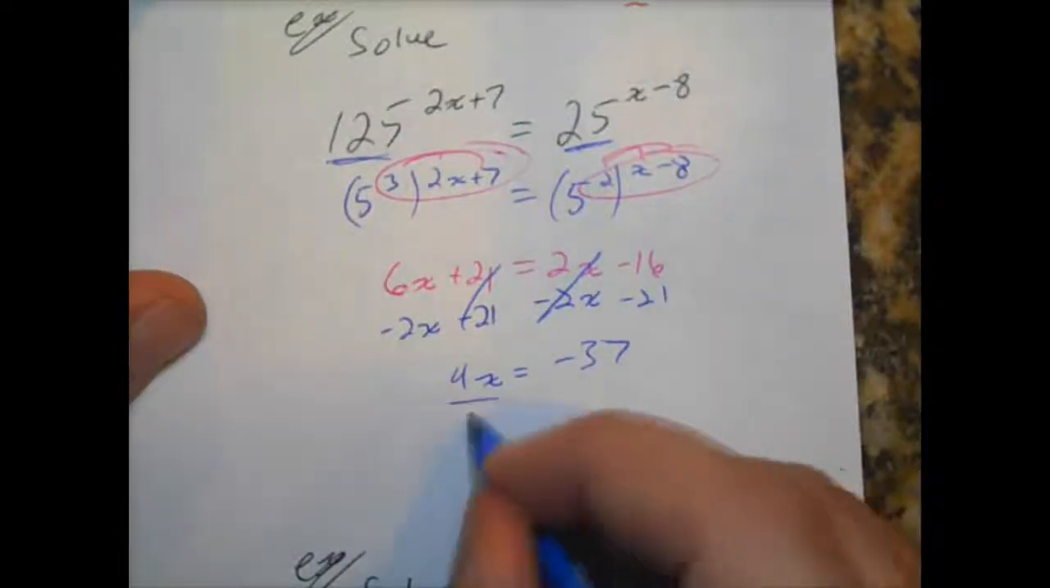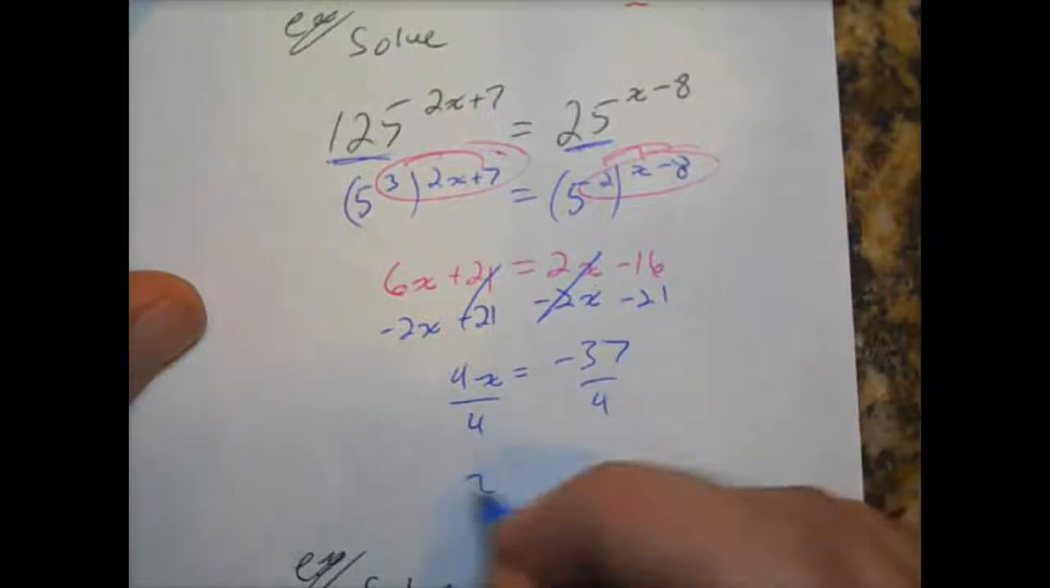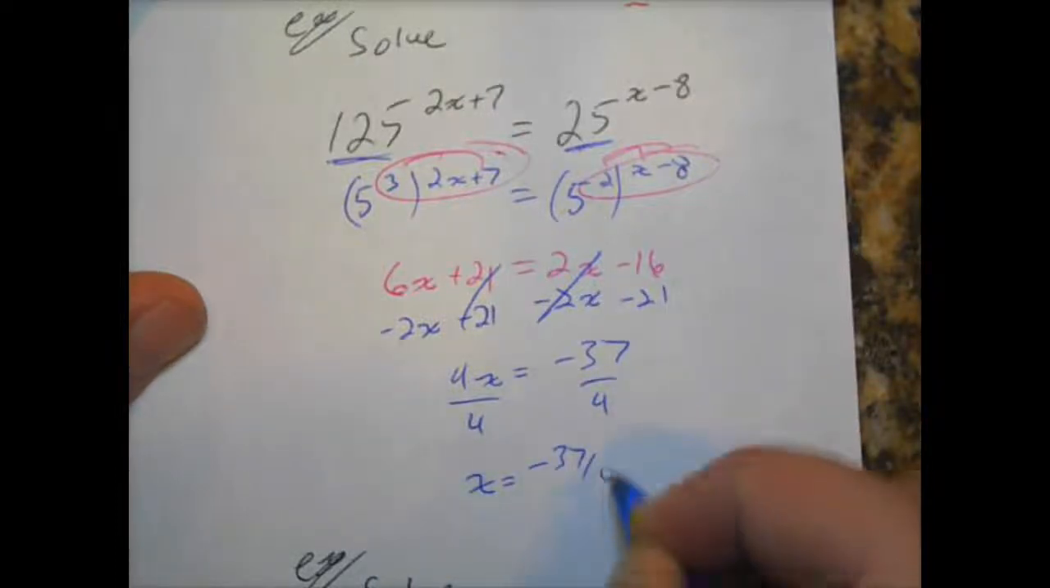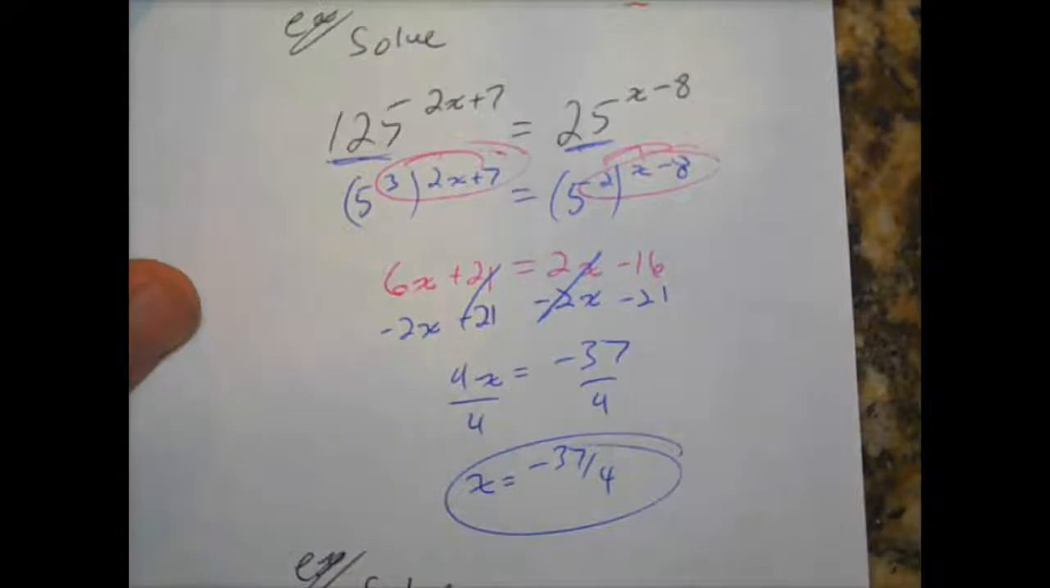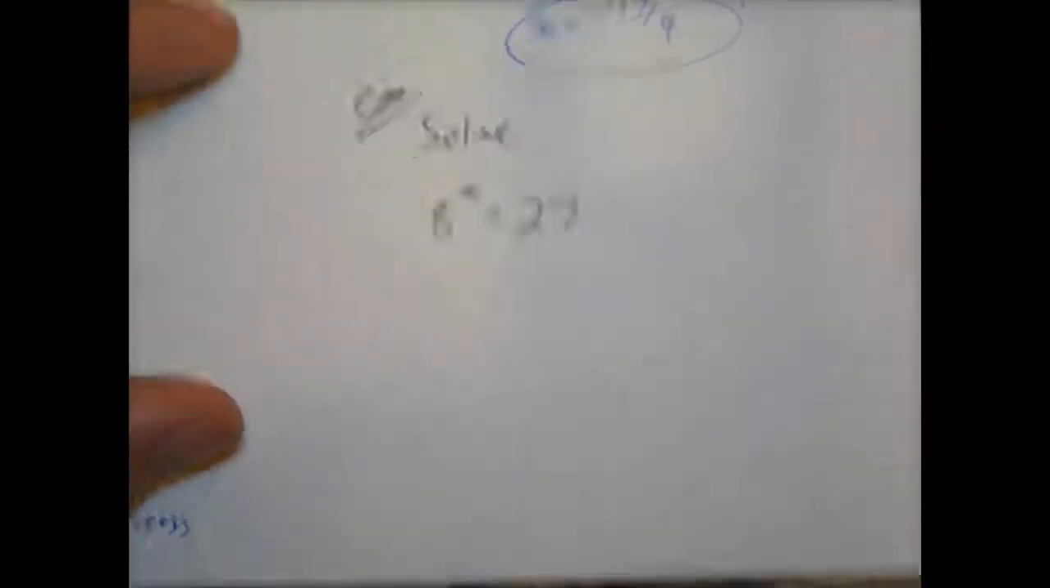All right, and then divide by 4, divided by 4. So x equals negative 37 over 4. Oh, happy day. I'm looking at another.